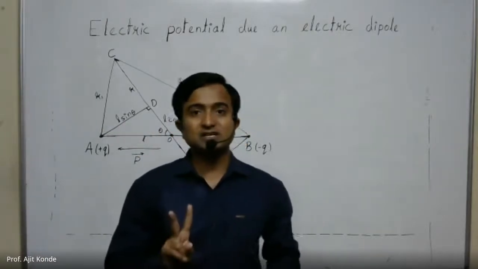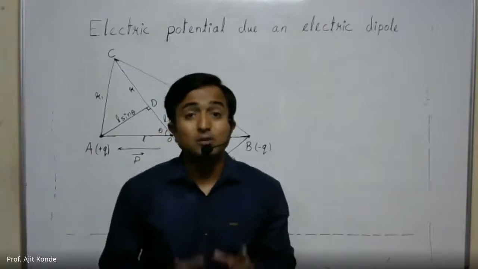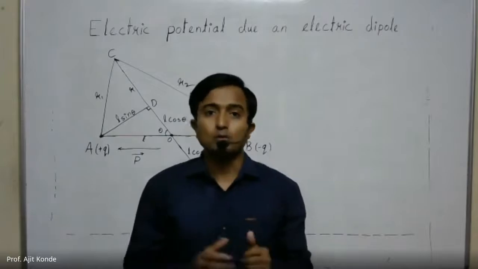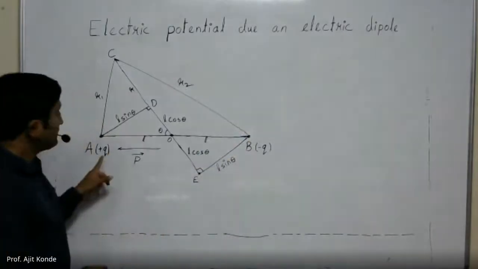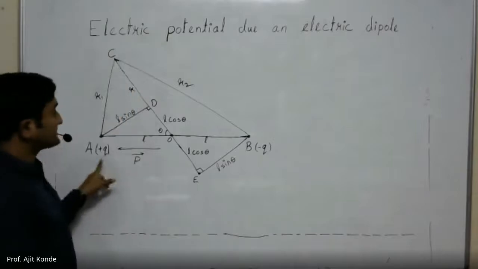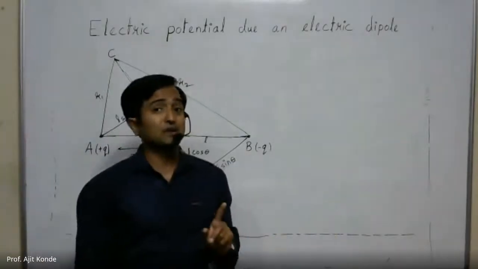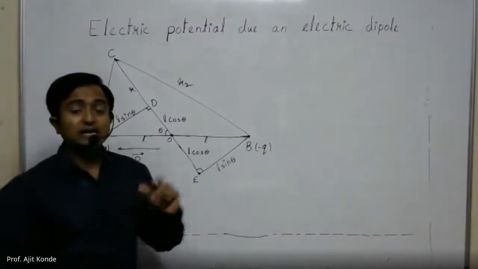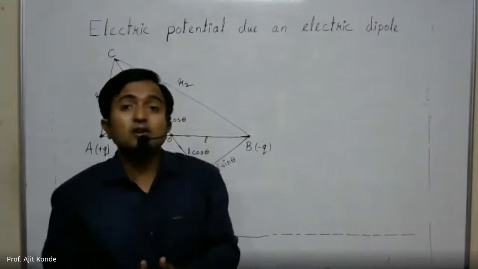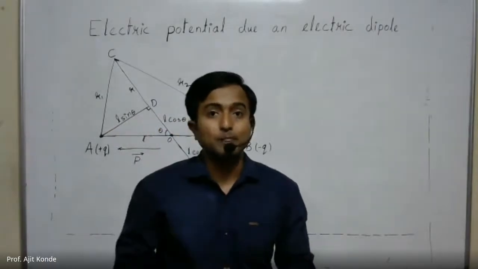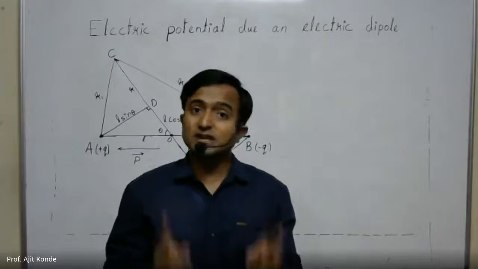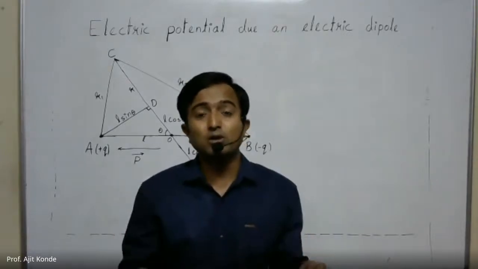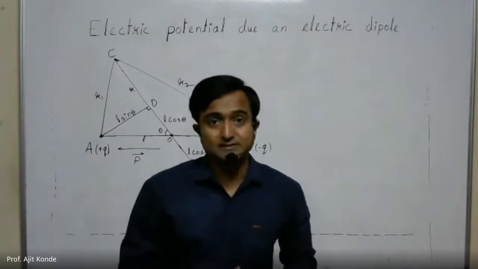When we have two charges of the same magnitude but opposite sign, it is called an electric dipole. Here we have two charges, plus q and minus q, having the same magnitude. Therefore we have two charges that make a dipole, called an electric dipole, which you have studied in 11th class.